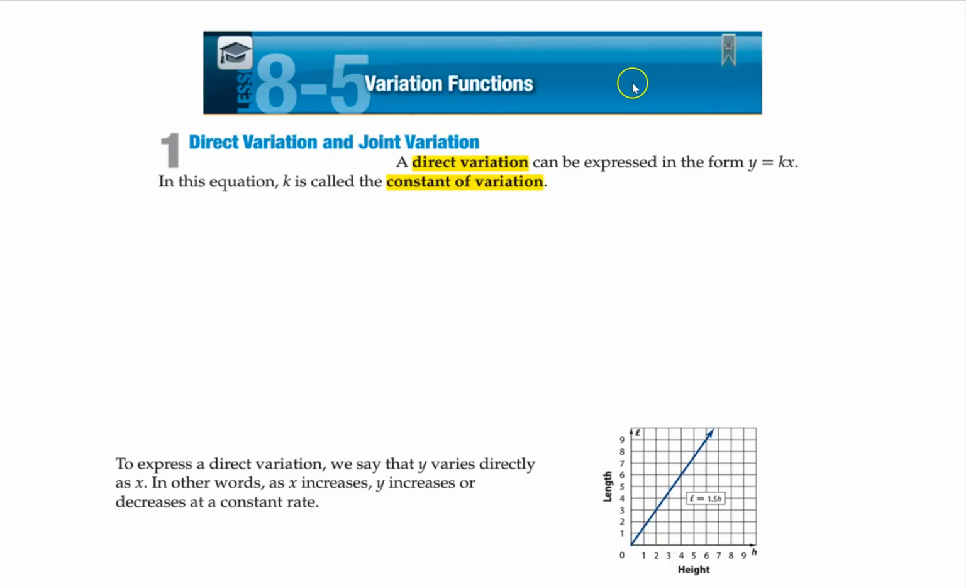8.5, variation functions. So this is all about how to solve problems that deal with variation. Now there's different types of variation. There's direct variation, which we're going to deal with first. There's joint variation, which is very similar. And then there's inverse variation.